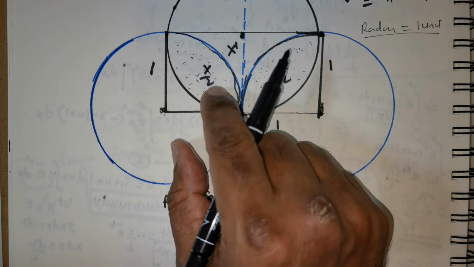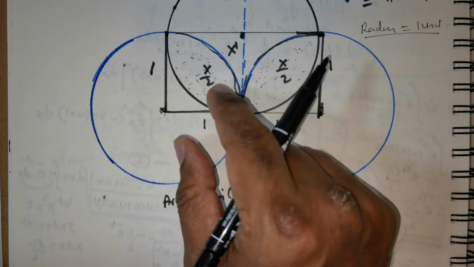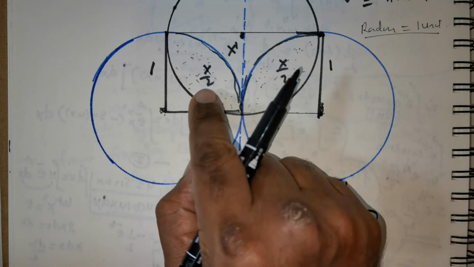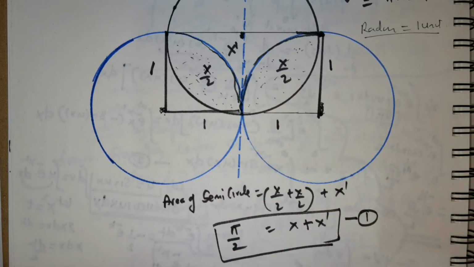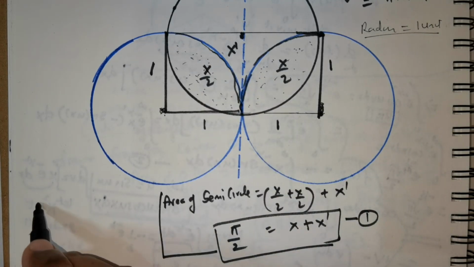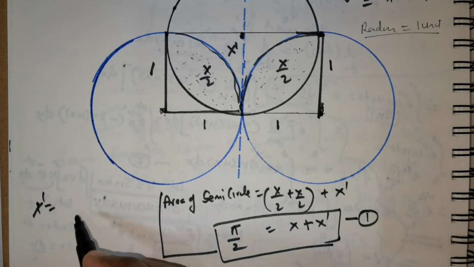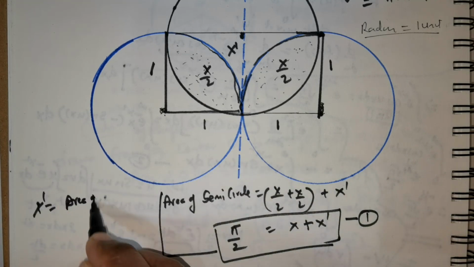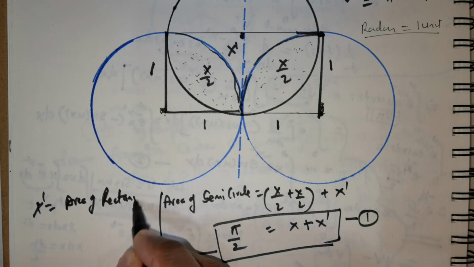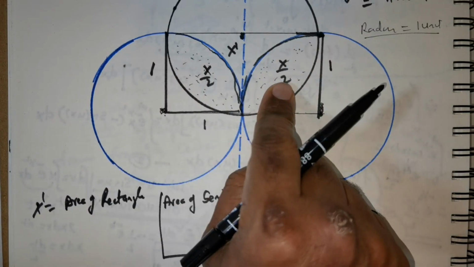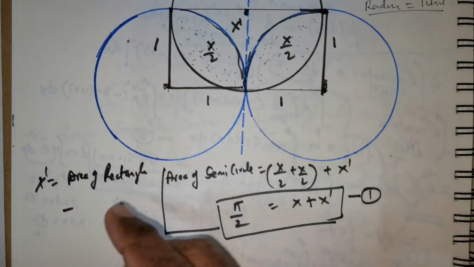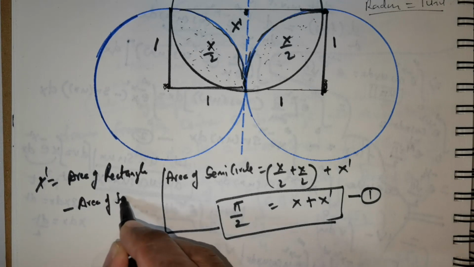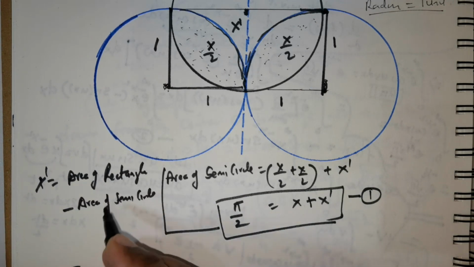Now what constitutes a semicircle? Definitely 2 quarters constitute a semicircle. You follow me? So if I were to get x dash, can I write this? Let me box it here. X dash is nothing but the area of the rectangle, from which you take away the area of the semicircle, because 2 quarters constitute a semicircle. So what is the area of the rectangle?